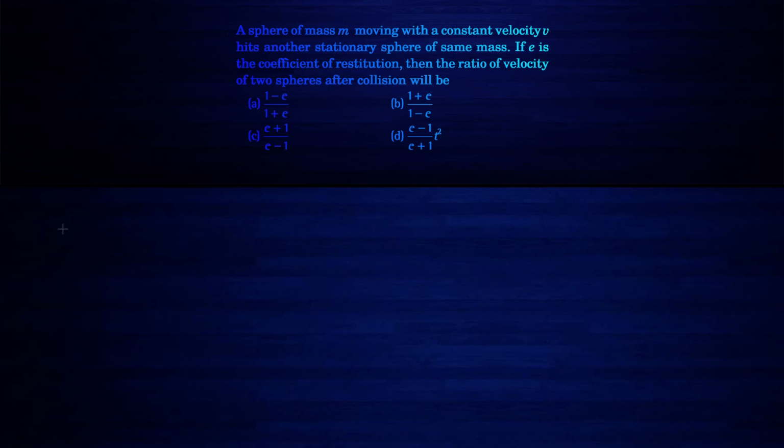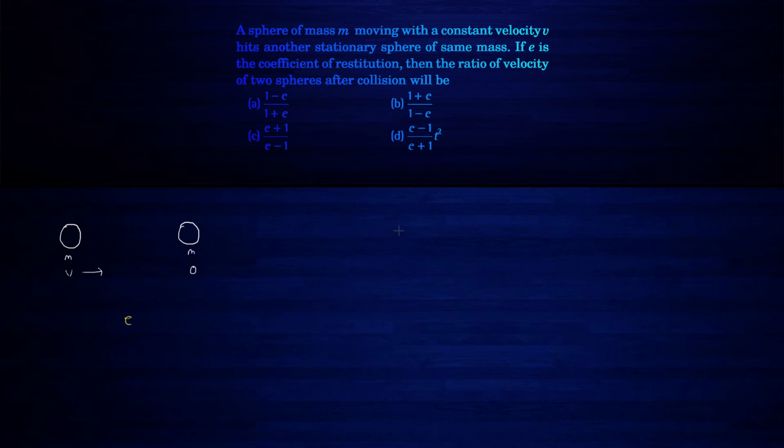A sphere of mass m is moving with velocity v, and there is another sphere which is of mass m and stationary. It is given that the coefficient of restitution between these two is e. We need to find the ratio of velocities after the collision.